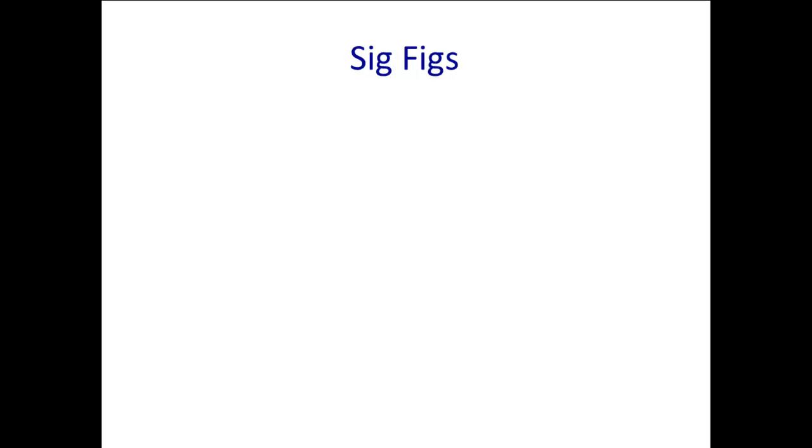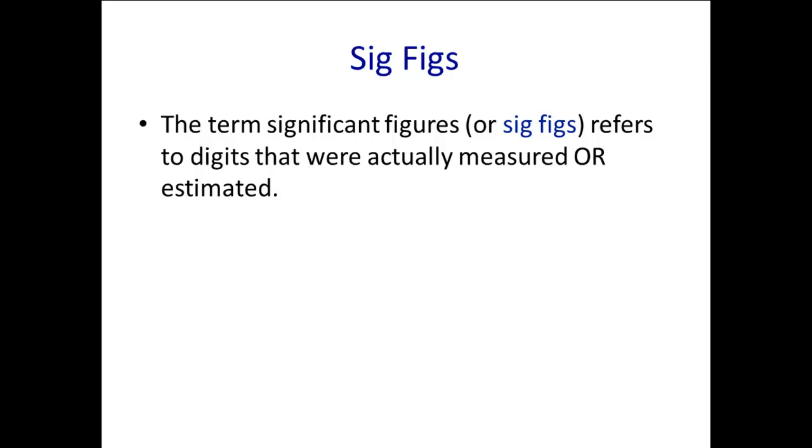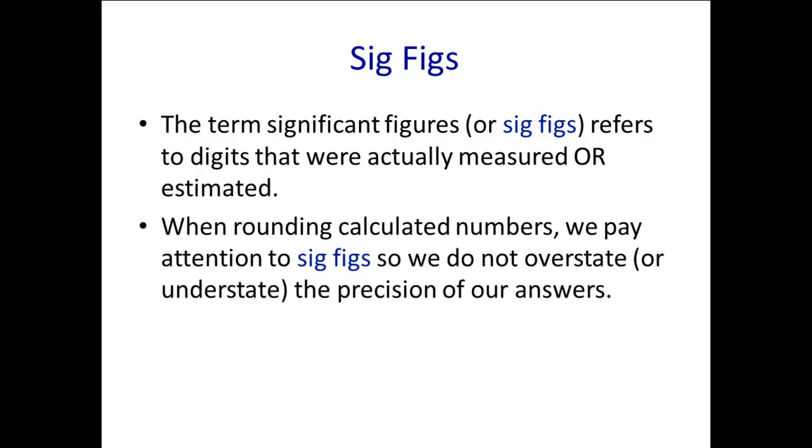The term significant figures, or sig figs, refers to digits that were actually measured or estimated. This is easy when we have done the measurement, but not quite so easy when we are reading a measured number that has been reported. When rounding calculated numbers, we pay attention to sig figs so we do not overstate or understate the precision of our answers. We use sig figs to show the precision of the results of our calculation.